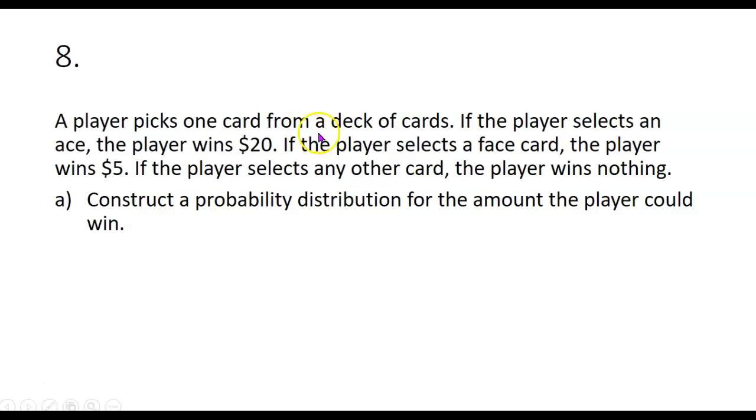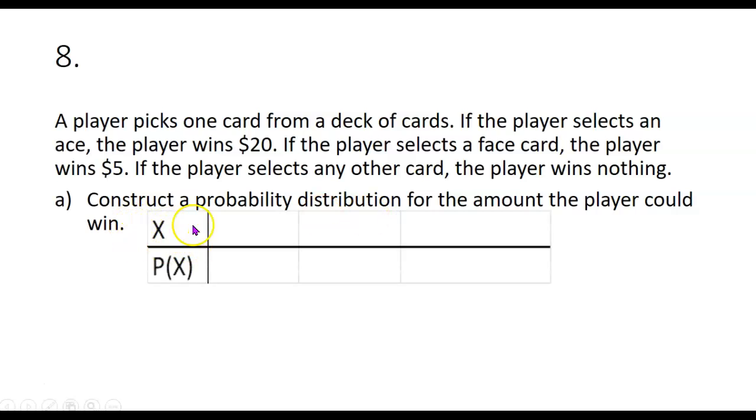A player picks one card from a deck of cards. If the player selects an ace, the player wins $20. If the player selects a face card, the player wins $5. And if the player selects any other card, the player wins nothing. So the first thing we're going to do here is construct a probability distribution for the amount the player could win.